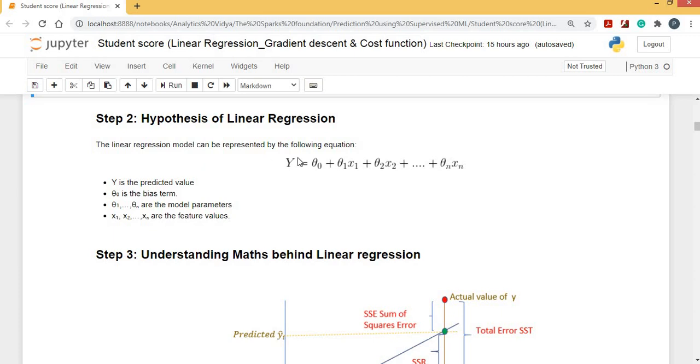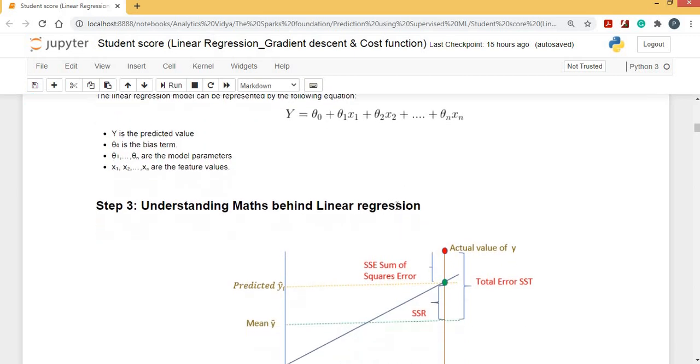Say you have n number of features. Here x1, x2 up to xn are called the feature values, theta 1 up to theta n are called the model parameters, theta 0 is called the bias term or the bias coefficient, and y is the predicted value. We can represent it in this equation.